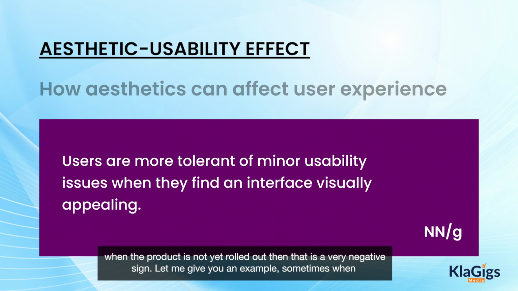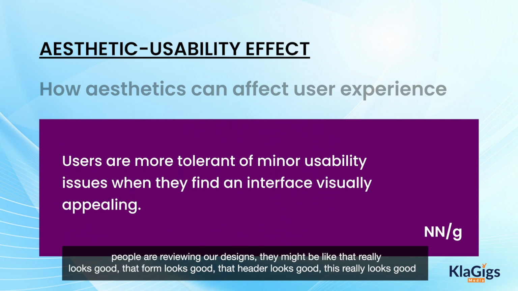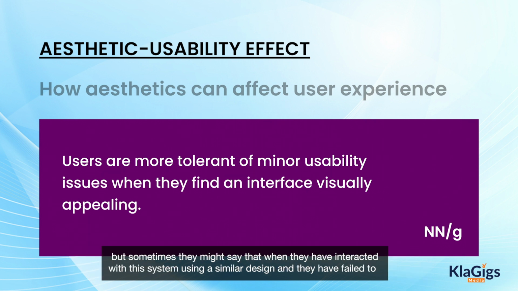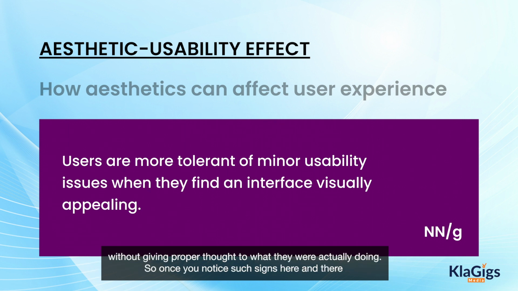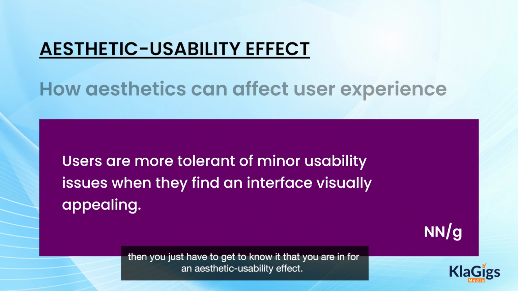Let me give an example. Sometimes when people are reviewing our designs, they might say, that really looks good, that form looks good, that header looks good, this really looks good. But sometimes they might say that when they've interacted with this system using a similar design and they've failed to achieve something using that design. What they comment about is just that it looks good, ABCD looks good, without giving proper thought to what they're actually doing. So once you notice such signs here and there, you just have to know that you're in for an aesthetic usability effect.